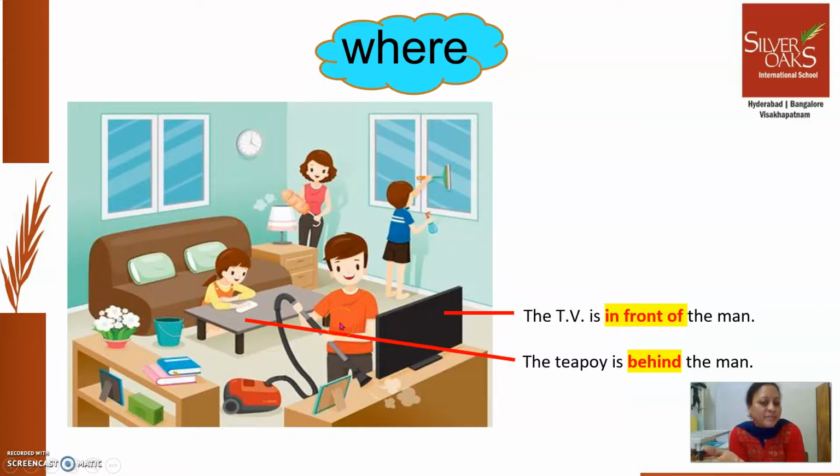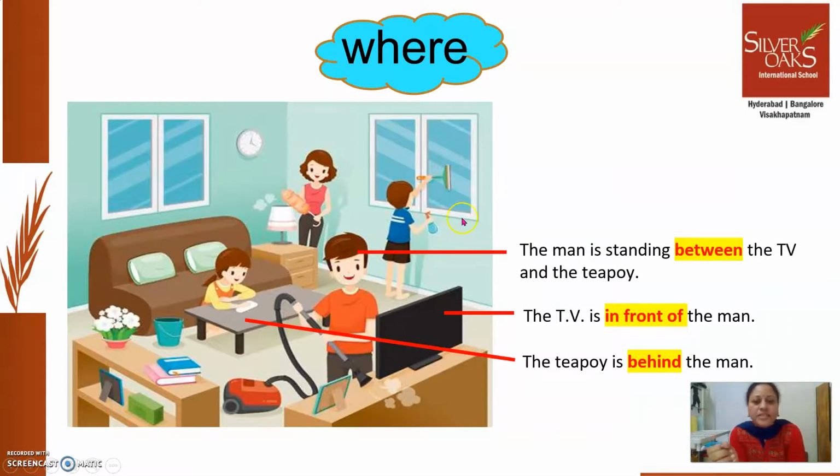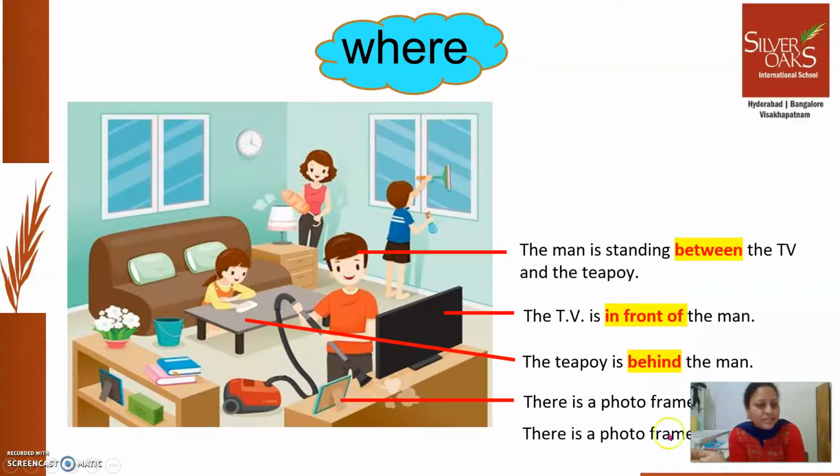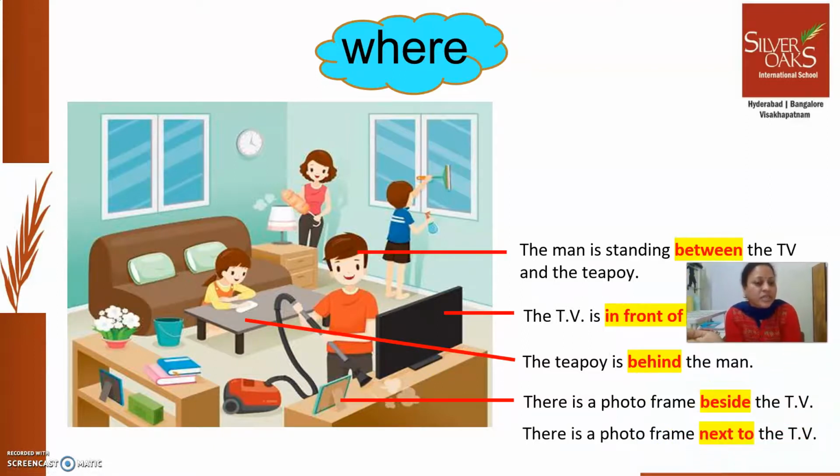So where is the man? The man is between the teapot and the TV. The man is standing between the teapot and the TV. Between. And where is the photo frame? Do you see? There is a photo frame here which is beside the TV. Or you can also say the photo frame is next to the TV.